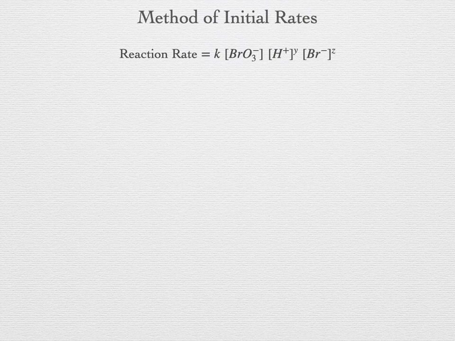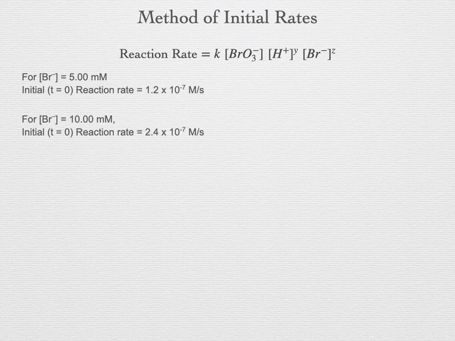We need to do the same kind of experiment again, except this time hold bromate and hydronium ion concentrations constant and double the concentration of bromide. We go back to bromate concentration being 3 millimolar. The bromide concentration is 5 millimolar and 10 millimolar in the two experiments. What is found? A doubling of the bromide concentration produces a doubling of the rate.